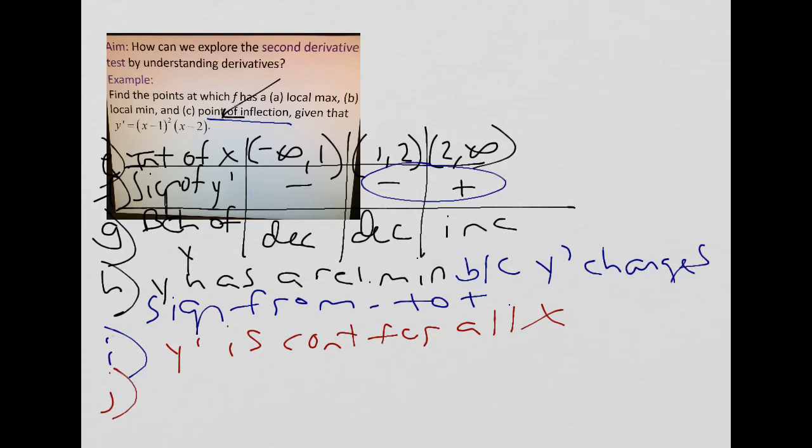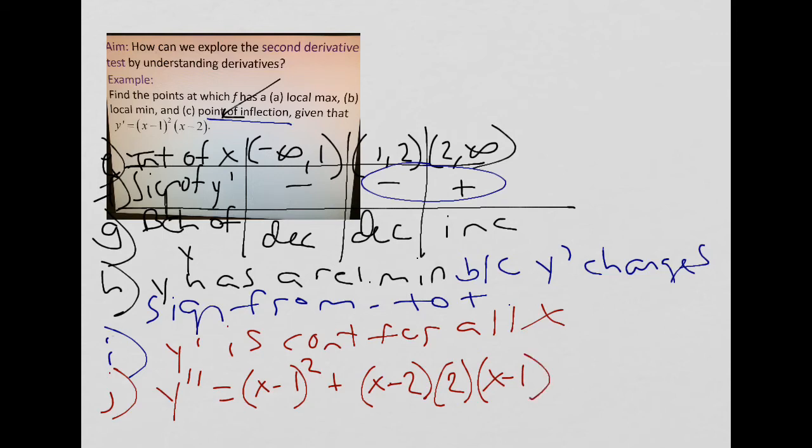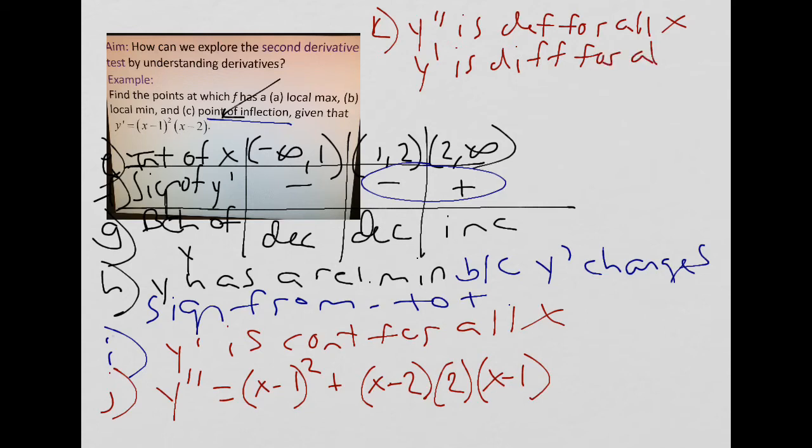J, we want to see what y double prime is. And so we can use product rule here. And our first times the derivative of the second plus second times the derivative of the first. Okay, and we can see that we have another polynomial function. So we can say, okay, that y double prime is defined for all x. So y prime is differentiable for all x.